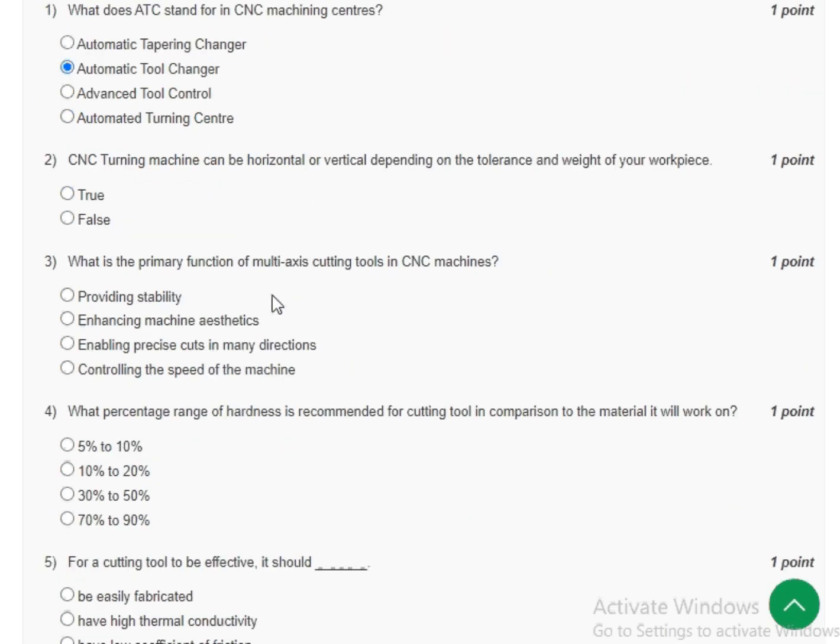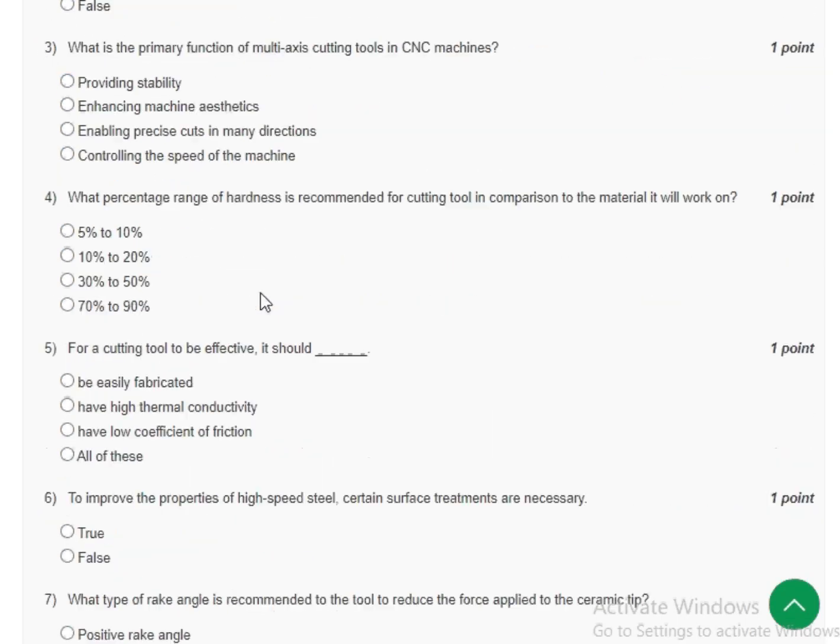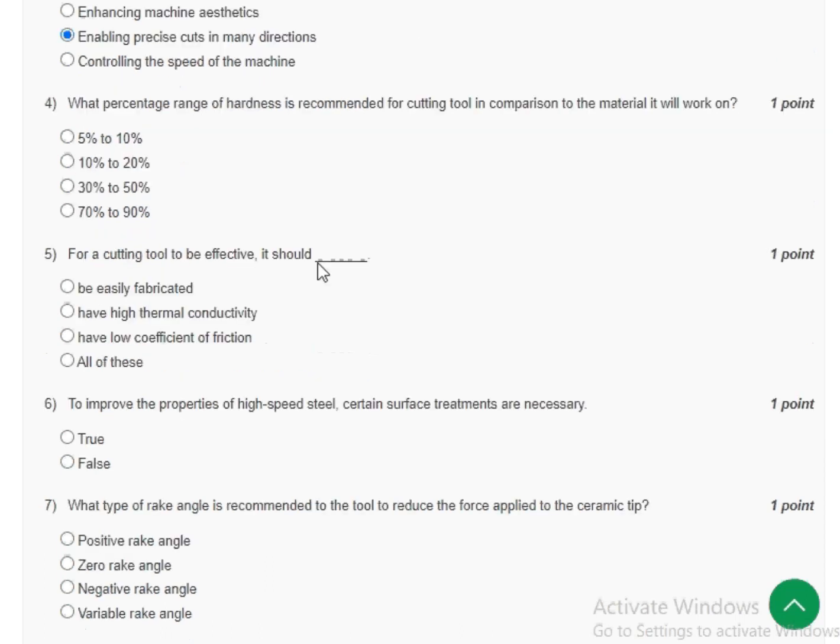Next question. CNC turning machine can be horizontal or vertical depending on the tolerance and weight of the workpiece. It's a true statement. Question 3. What is the primary function of a multi-axis cutting tool in a CNC machine? Among these options, the third option is correct: enabling precise cut in many directions. The main function of multi-axis is enabling precise cut in many directions.